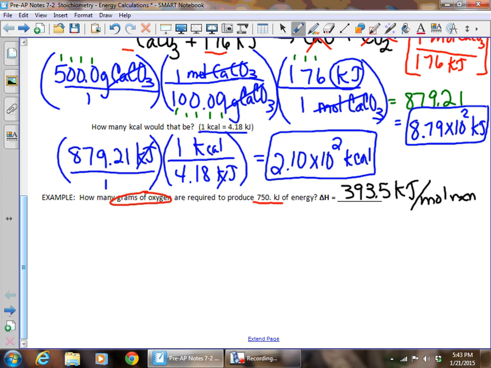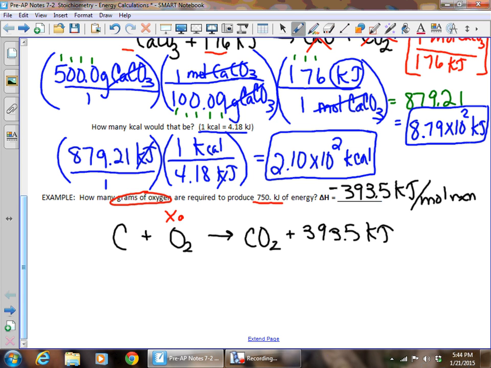This is an exothermic reaction. The heat term was on the right, so make sure you don't forget that that is going to be a negative value there. So watch for that. So our reaction was carbon plus oxygen yielding CO2 plus 393.5. We never put negatives in chemical equations. The fact that it's on the right-hand side means that it is a negative value. It's exothermic. So labeling what we've been given, we're looking for X grams of oxygen, and we're given 750 kilojoules of energy as our known.